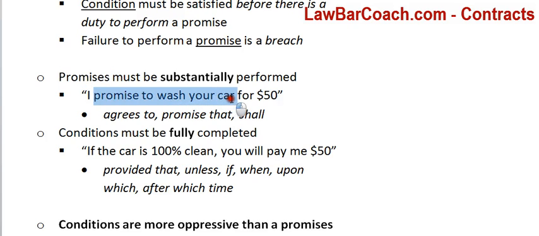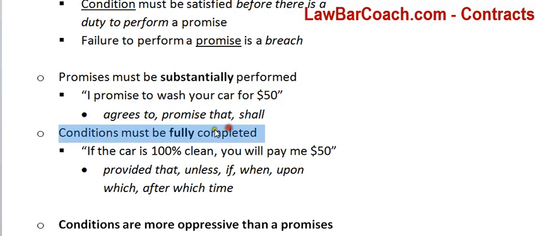Let's say I do a very good job of washing the car, but it's not perfect. I've substantially performed. You can sue me for damages, but the contract is still on. I've done a very good job. Conditions, on the other hand, must be fully completed. The idea is that until that condition is met, the duty to perform does not mature.